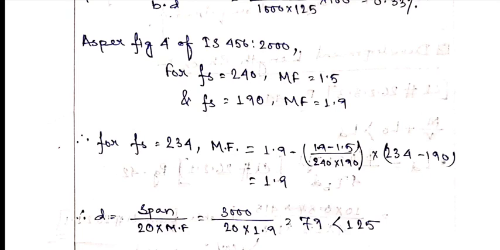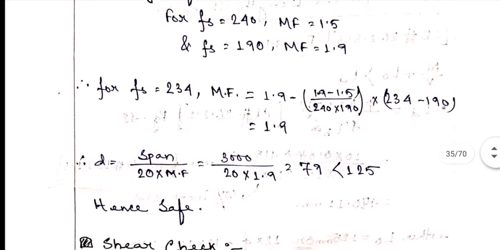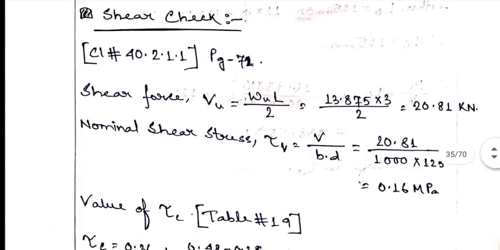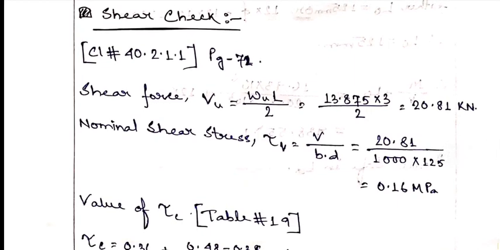So required depth is 79 for deflection, to resist deflection, but our value which we have already considered is greater than that, that is 125 mm. So this is safe in deflection. Now check for shear.